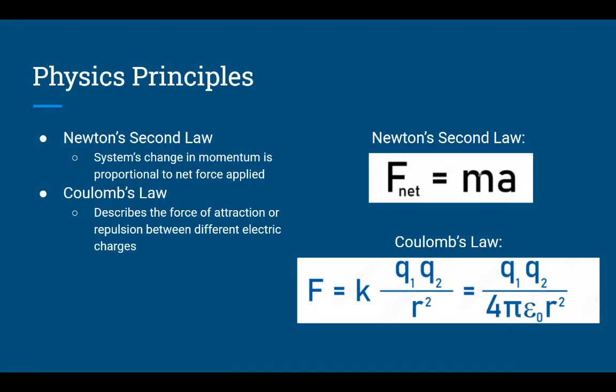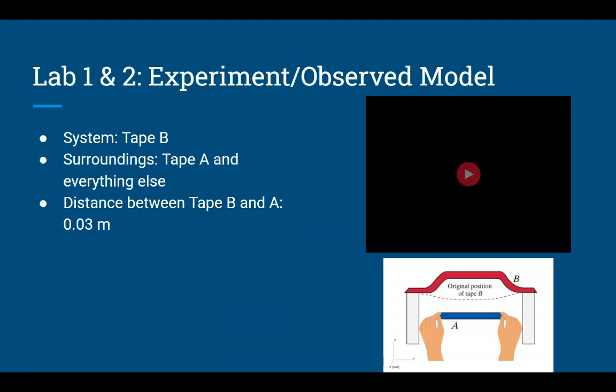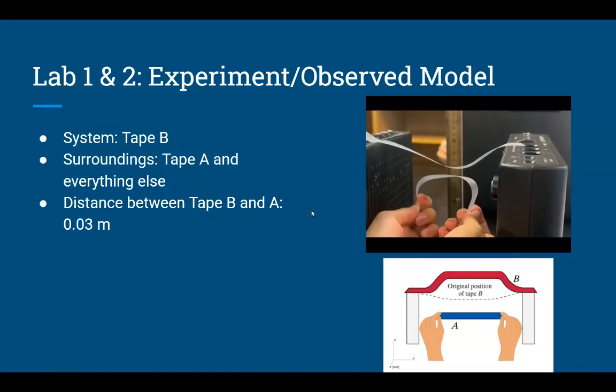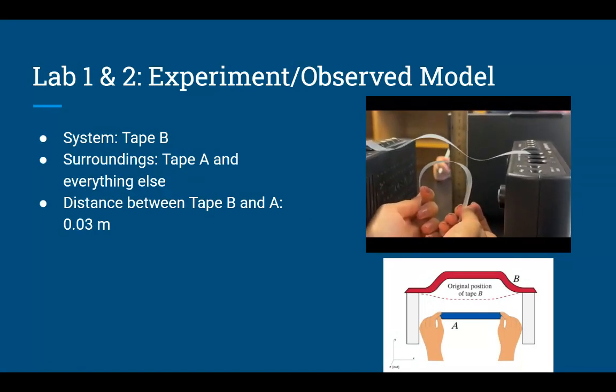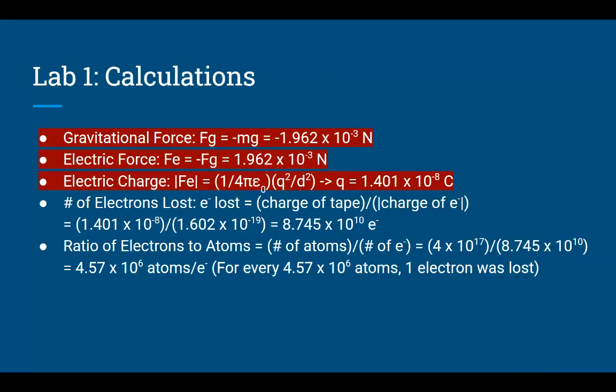So Newton's second law is just F net equals ma, and Coulomb's law is the force of attraction or repulsion. So these are the same as last time, pretty much. These are the same initial conditions from our first lab. I'm just going to show them here. We're going to go pretty fast through this. And this is the same. Here's our experiment, and there's our distance. Again, I'm going kind of fast. We can get to the actual lab 2 stuff.